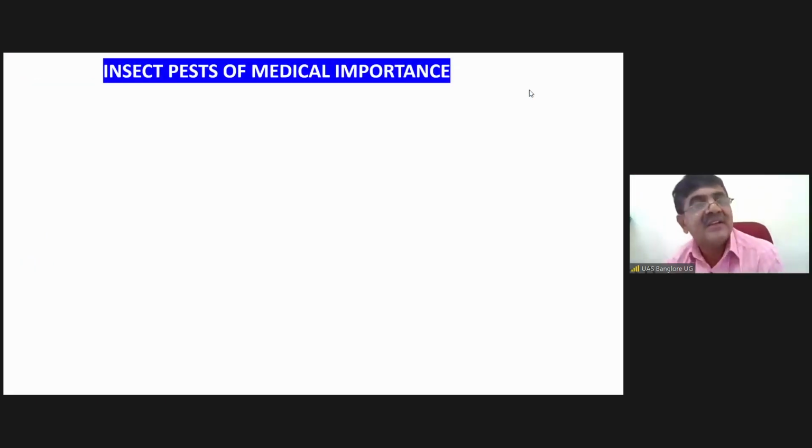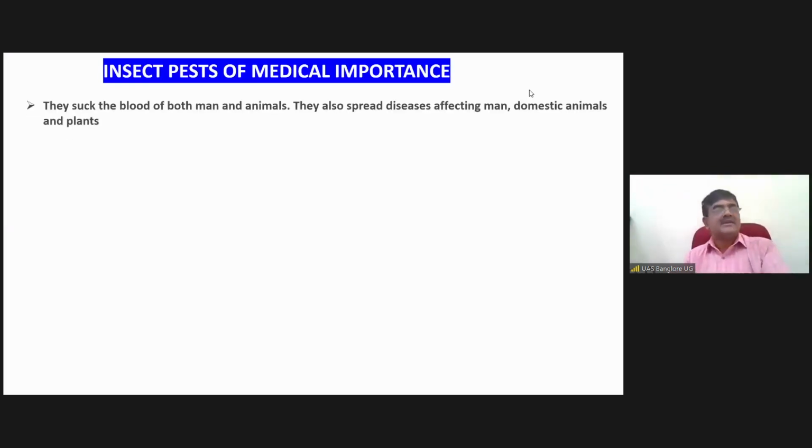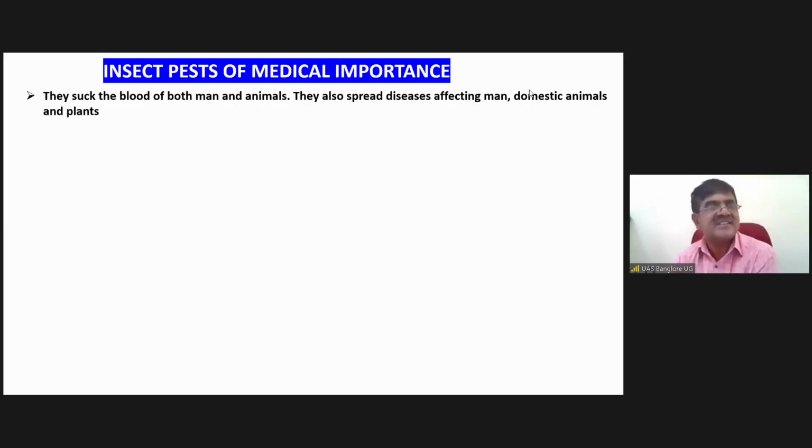Next, there are some insects of medical importance. There are some insects that suck the blood of both human beings as well as animals. In the process of feeding on blood, they spread diseases affecting man and domestic animals.